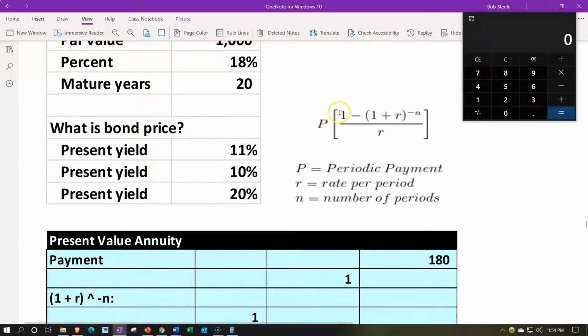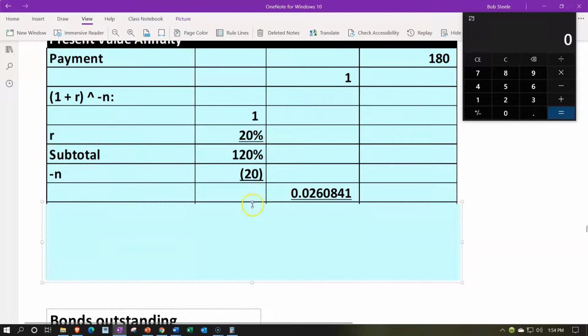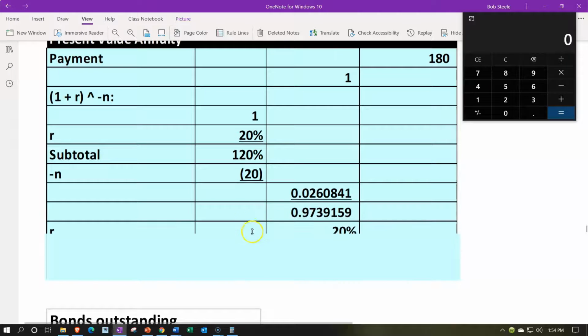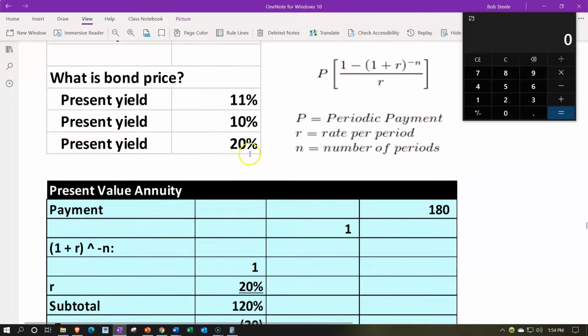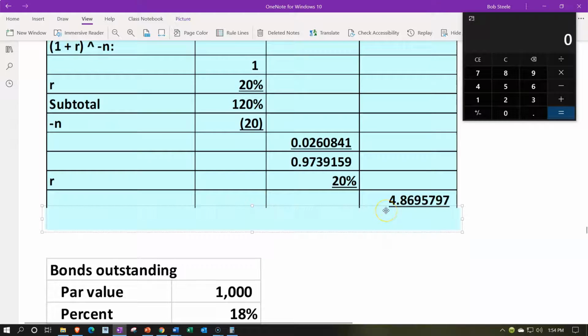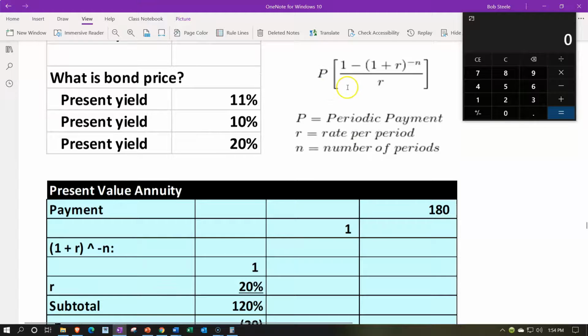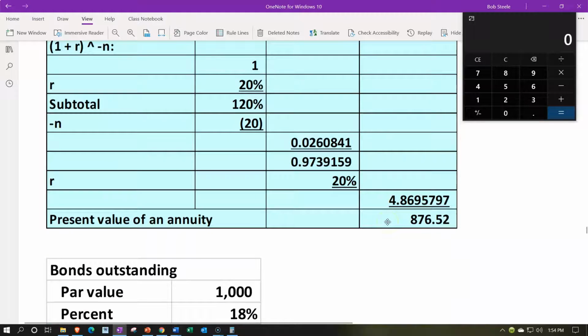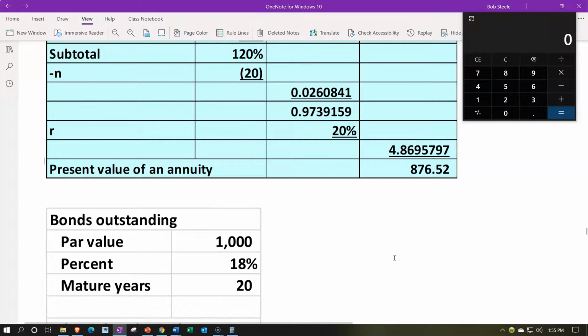0.0260841. Then we're going to take this 1 minus that number, ending off with the numerator at 0.9739159. The denominator then at the 20%, 20% for r. The numerator divided by the denominator gives us the 4.8695797. Then P times that number, 180 times the 4.86957 gives us the 876.52, that being the value of the annuity, which we would then have to add to the present value of 1, the 1,000 principal, to get to what we would think would be the appropriate price.